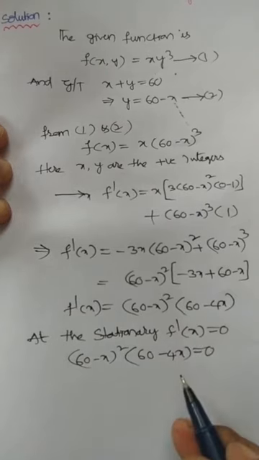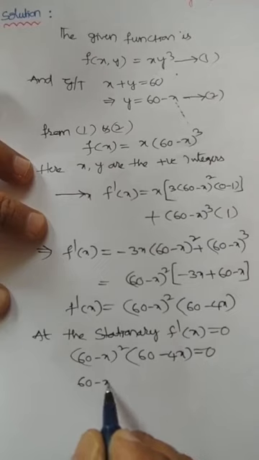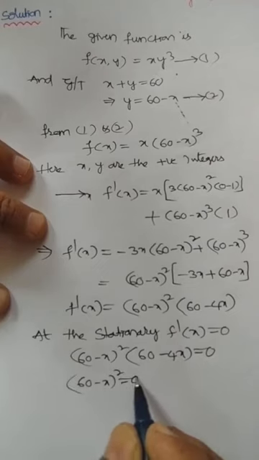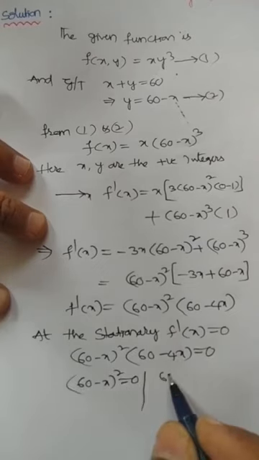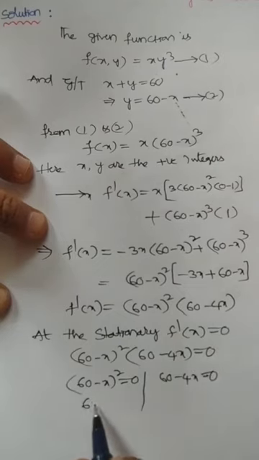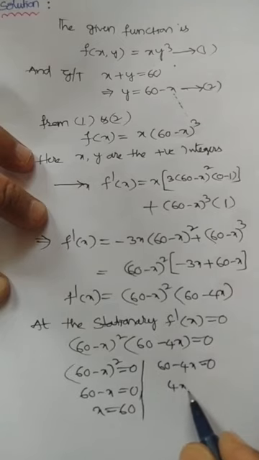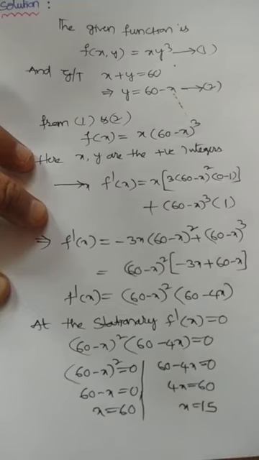So we are getting here the stationary values: (60 minus x) whole square is equal to 0 is one, and 60 minus 4x is equal to 0. So here 60 minus x is equal to 0, so x is equal to 60, and now 4x is equal to 60, so x is equal to 15. So here we got two stationary values for the given function.